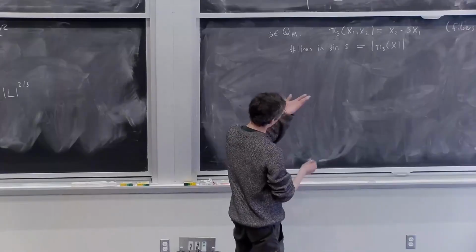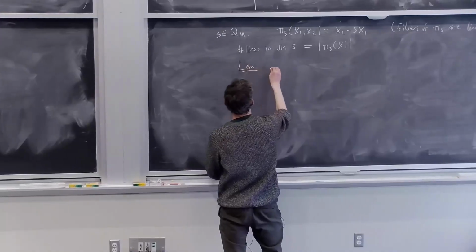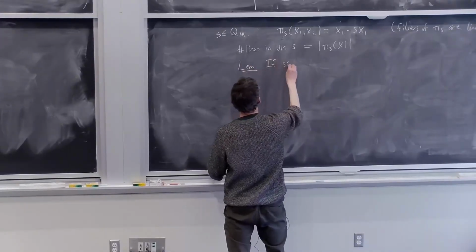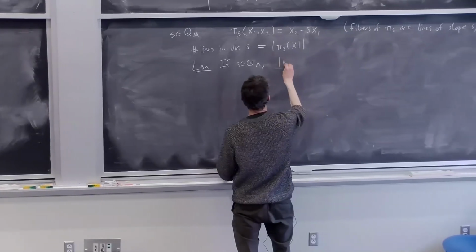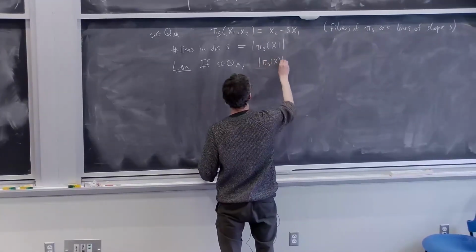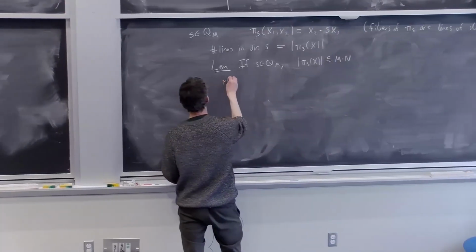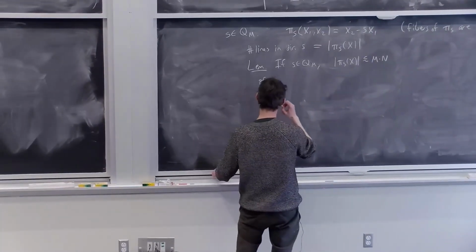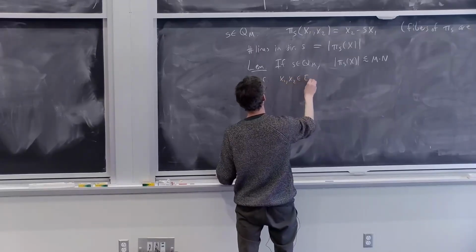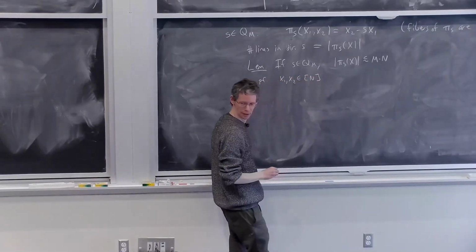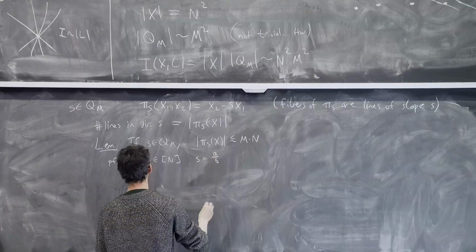OK. And how big is the projection? Well, so let's make a little lemma. So s is in Qm and x is as above. Then the size of this projection is bounded by m times n. So proof. OK. So we have x1 and x2 are integers between 1 and n. And s is a over b.